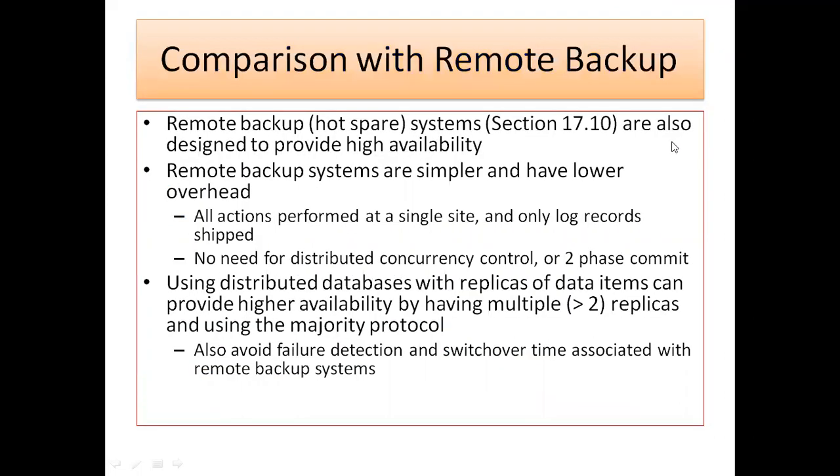Now, comparison with remote backup. Now, before that, I want to know from you that what does it mean by this term, remote, to you?